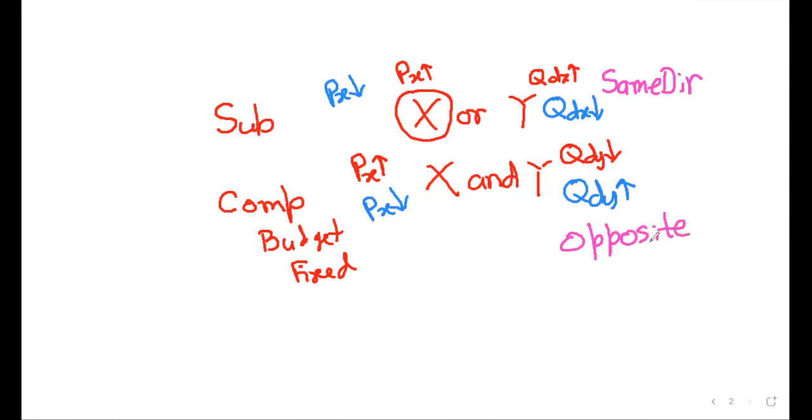And the common sense is very simple. In the first, they're moving in the same direction because we are consuming one or the other. The relationship is X or Y. In the second one, they're moving in opposite directions because we are consuming them together. The relationship is X and Y. Is that clear? Yes, sir. Okay, lovely.